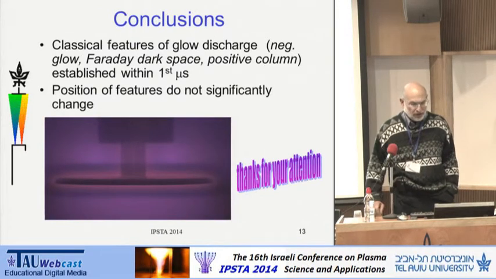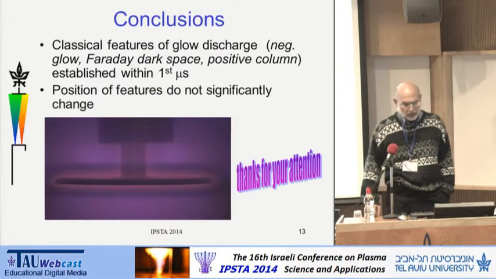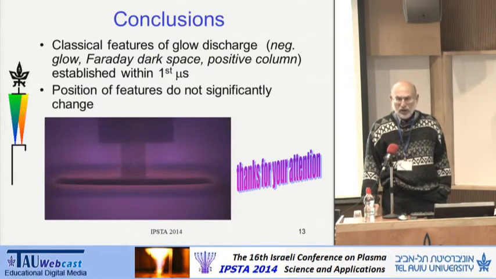So the conclusion is that the classical features of the glow discharge, the negative glow, the Faraday dark space, and the positive column, are all established within about the first microsecond. And the position of these features do not significantly change.